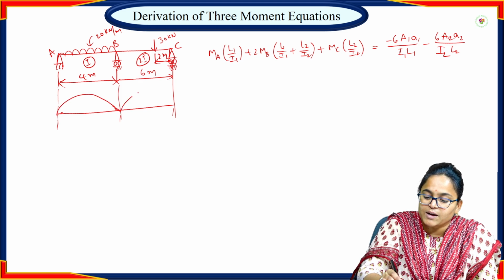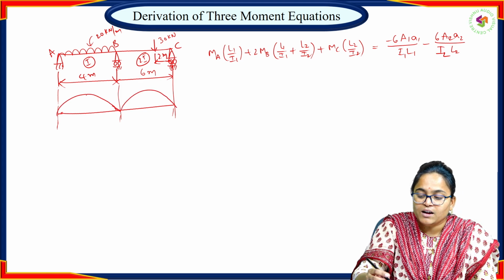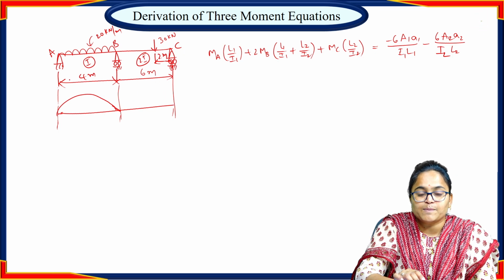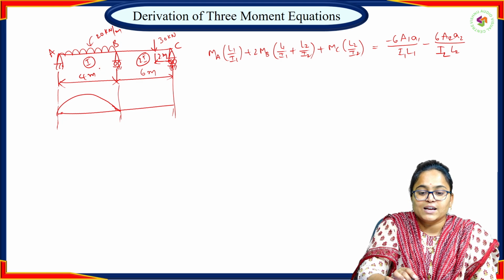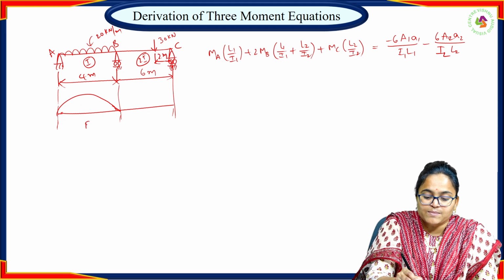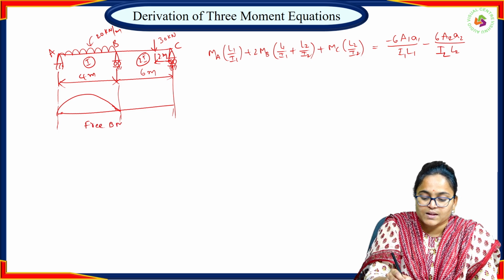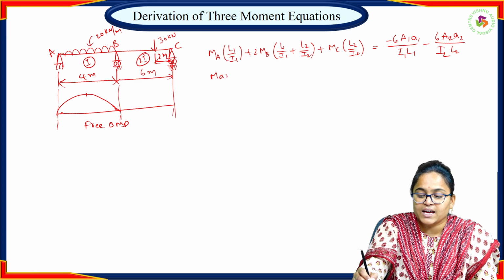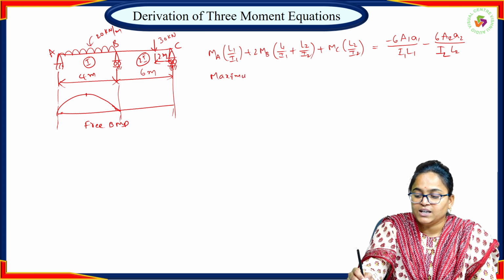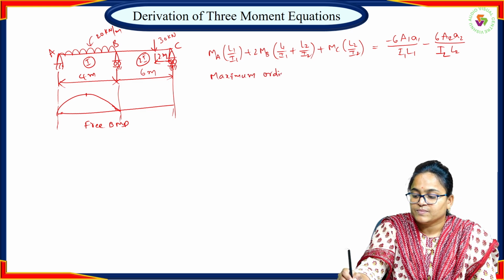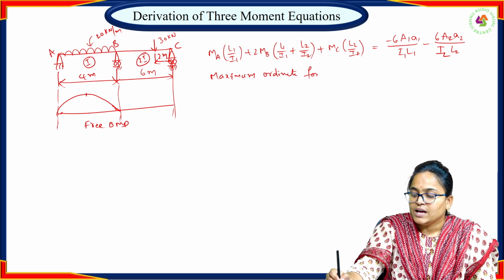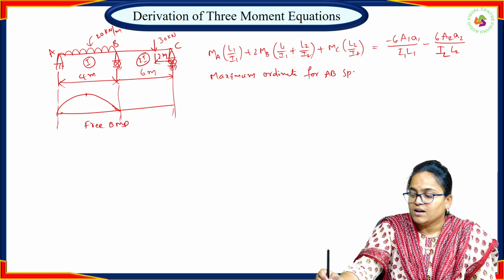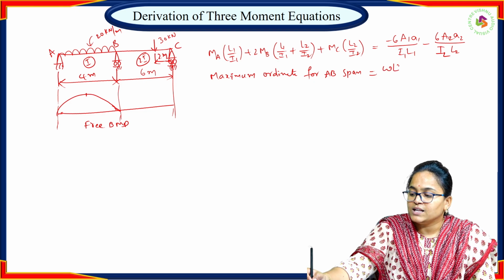Let us draw the free BMD for both AB and BC span. Here AB span is subjected to UDL of intensity 20 kilonewton per meter. So we'll get the BMD diagram as a parabola, and the maximum ordinate for AB span is WL square by 8.